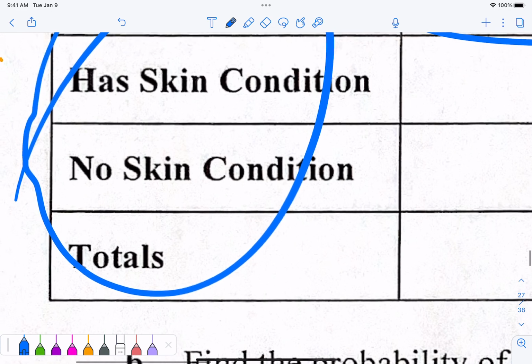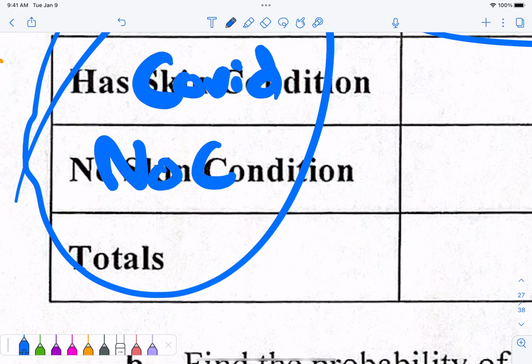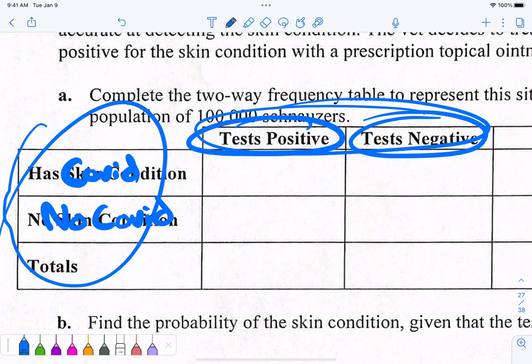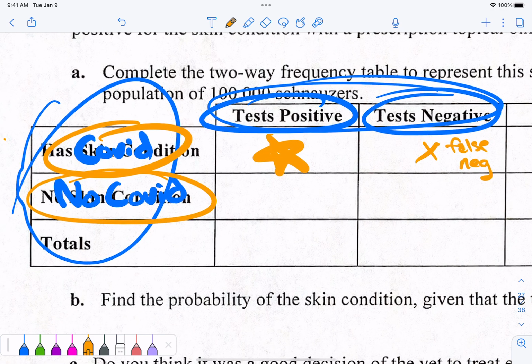Having the skin condition or having COVID, this is COVID people and this is no COVID, okay? Don't write this down. I'm just giving you an example that you can relate to. So COVID and non-COVID. And then you have a test positive, test negative, right? If you have COVID and you take a test, you should test positive. But every once in a while, you get the people over here that are testing negative when they actually have COVID, right? And this is called a false negative.